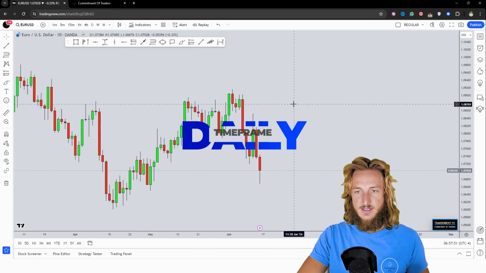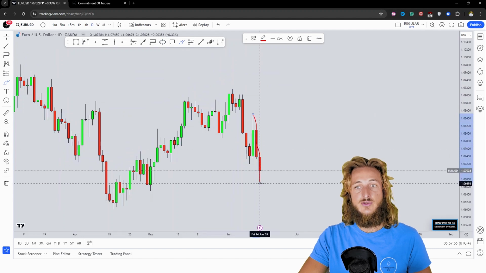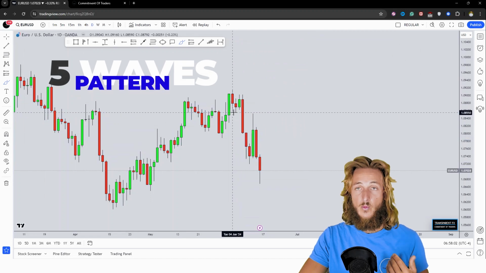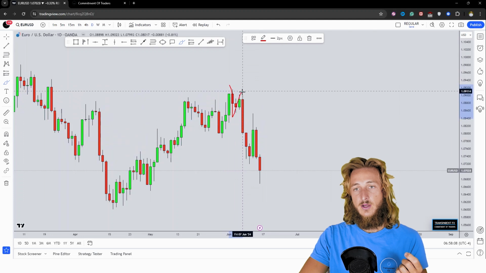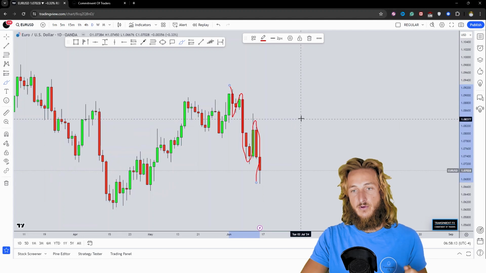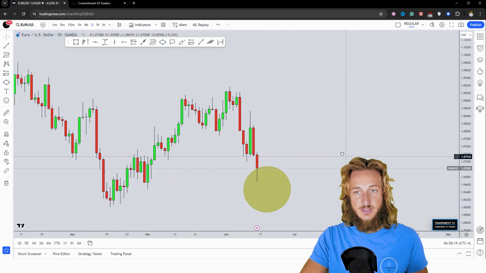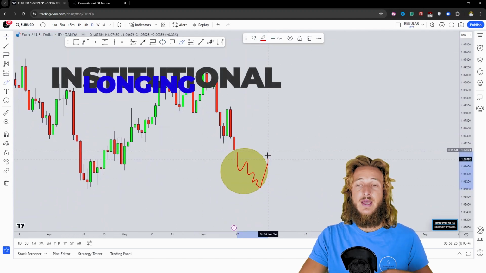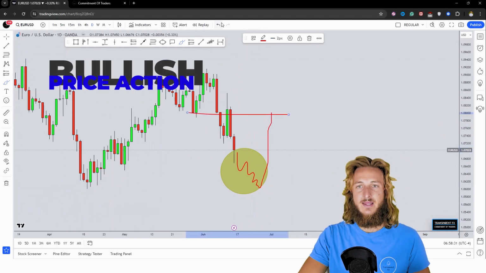Now, back to the analysis. Here on the daily time frame, this area seems a level at which the market is overextended to the downside. In fact, it has also already completed a 5 waves pattern. If we count those waves to the downside, we can see 1, 2, 3, 4, 5. And usually after 5 waves, you expect the market to create a reversal. So everything is starting to align for a potential rejection to the upside away from this area. Especially if we start to see once again institutional longing inside of this zone, that would definitely increase the probabilities of a potential rejection to the upside and completion of the M pattern at the neckline.